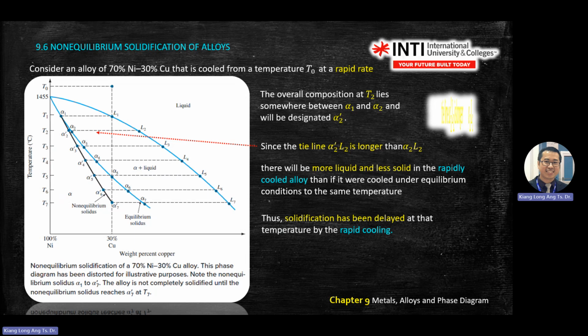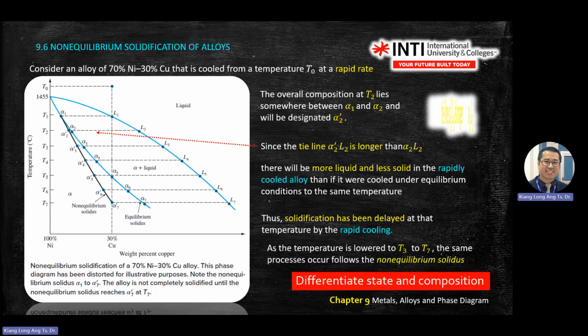So solidification has been delayed at the temperature by rapid cooling. If you cool it down, the solidification process is delayed. The time to solidify is delayed, meaning a longer time to solidify. Okay. So as the temperature is lowered from T3 to T7, as you can see here, the length of the gap becomes longer and longer.